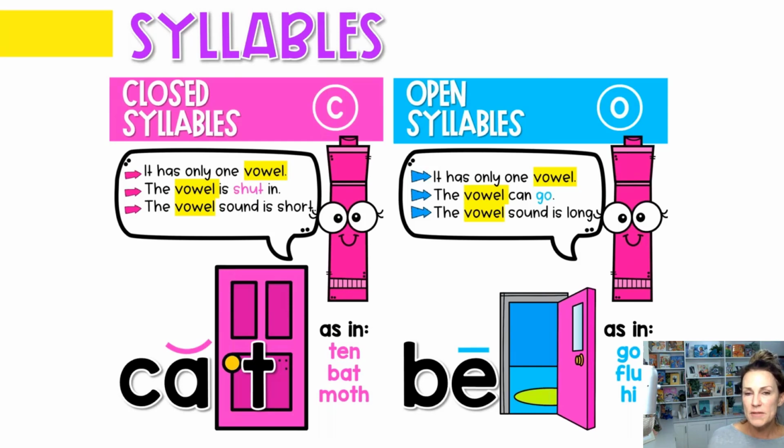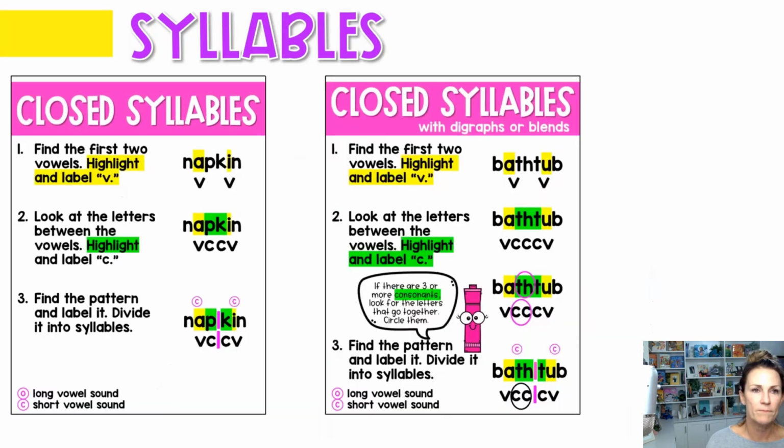And then we have an open syllable, where there's only one vowel and the vowel can go. The door is open for them so they can go, and the vowel sound is going to be long. So words like go, flew, and high would be examples of just a few, a whole bunch that are there, okay?